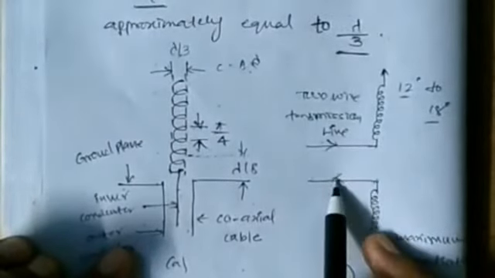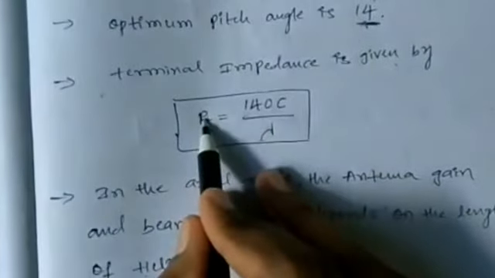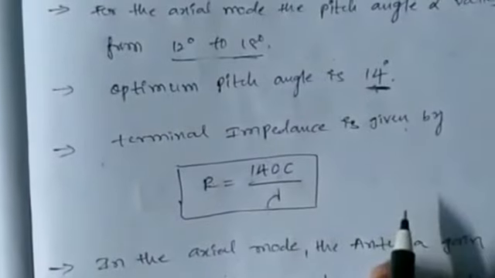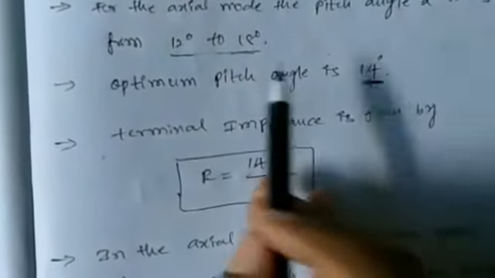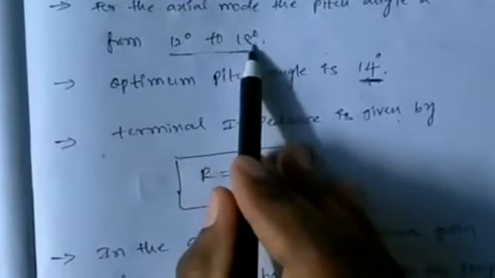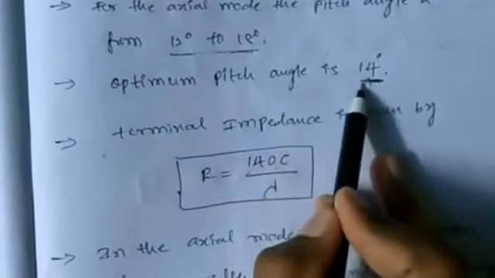Here we have a two-wire transmission line now. That's why an impedance must exist here. For calculating that impedance, we have a formula: R equals 140 C by lambda. And coming to the pitch angle in the axial mode, the pitch angle varies from 12 degrees to 18 degrees. The optimum pitch angle of the axial mode is 14 degrees.